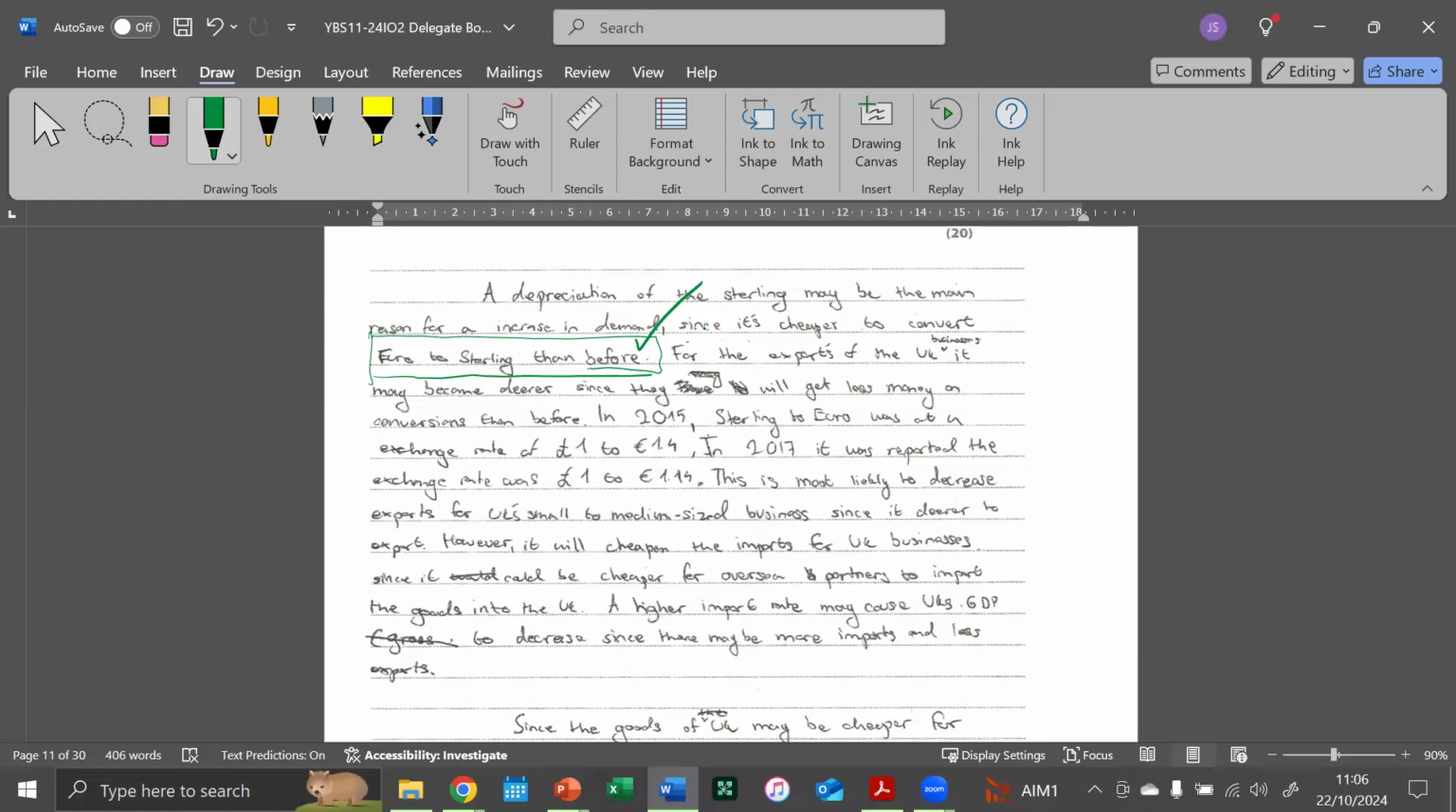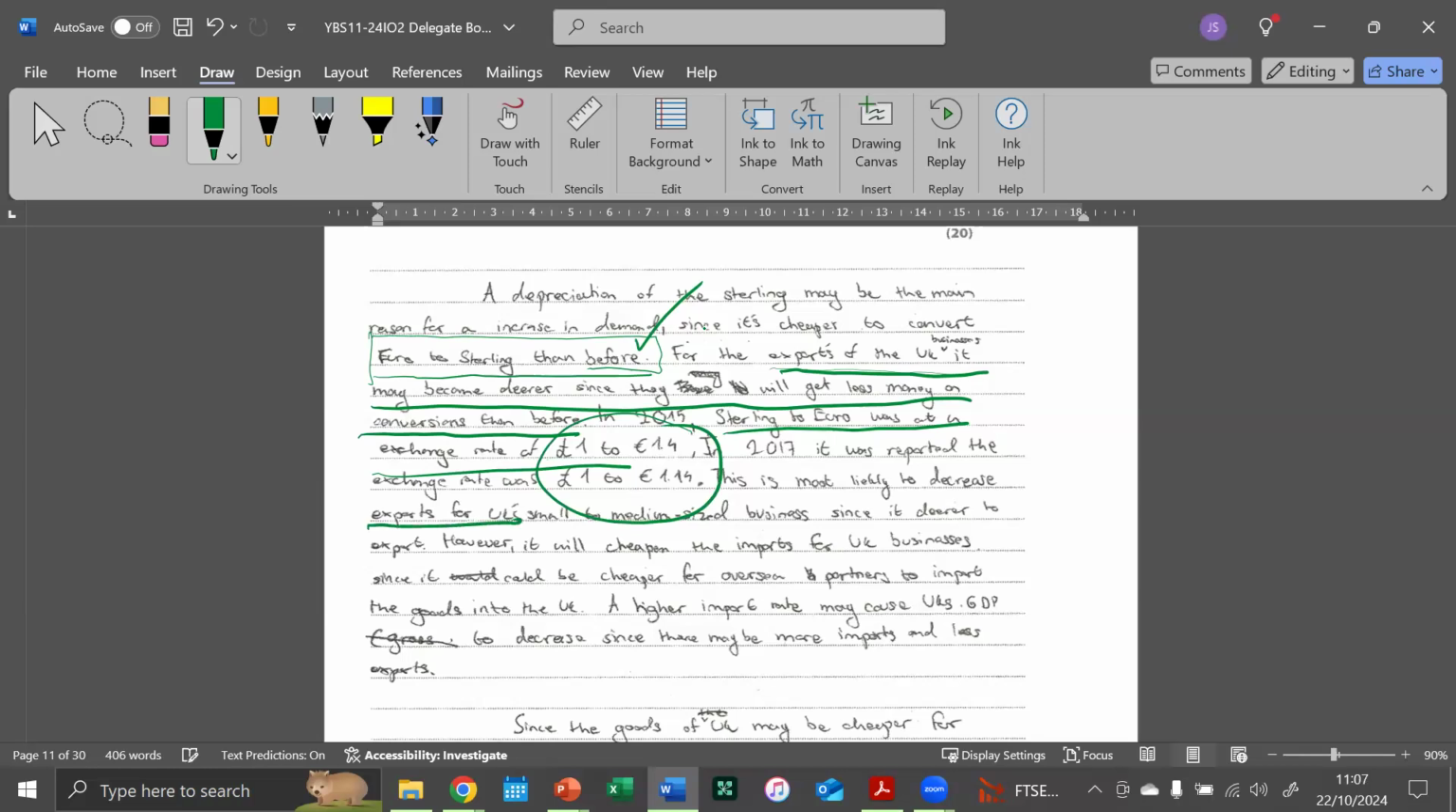Yeah. Because we've now got, for the exports of the UK businesses, it may become dearer since they will get less money on their conversions than before. If sterling to euro was an exchange rate of this, so there's a little bit of application there, this is most likely to decrease exports for the UK. Now, they've got it the wrong way around. What they should really be looking at here is that in the price of euros, British goods become cheaper. Notice I'm being very generic there, British goods.